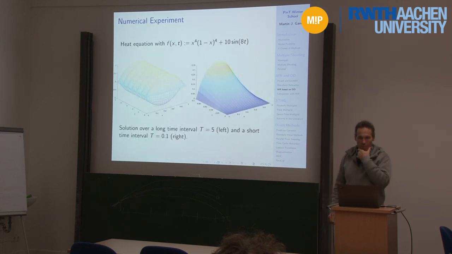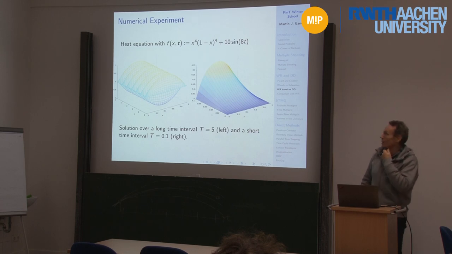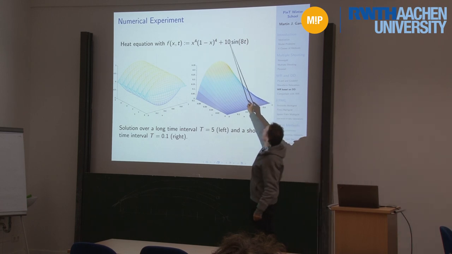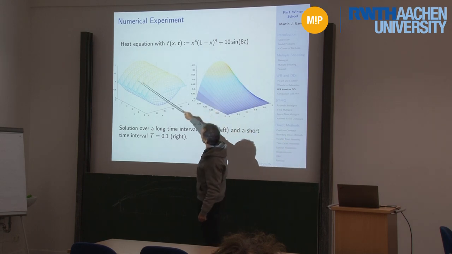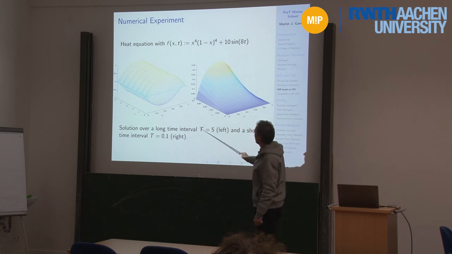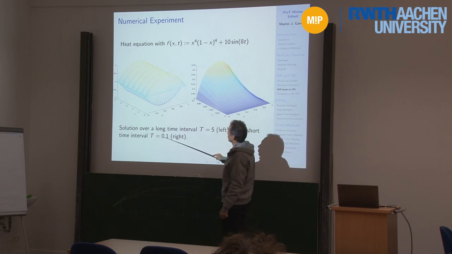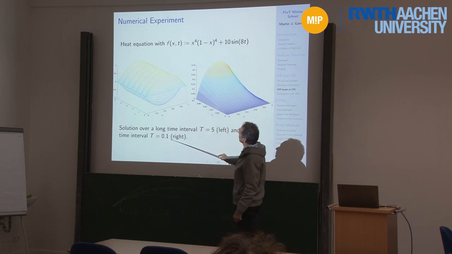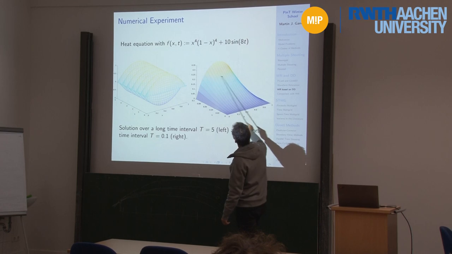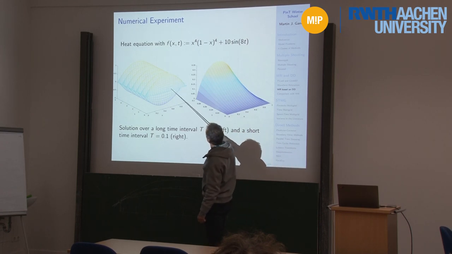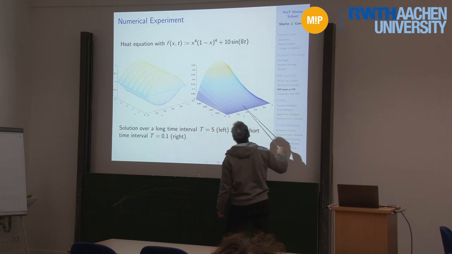So how does this work? I take again a heat equation. I take again the heating and cooling. That's actually how I generated this heating and cooling profile. So it heats and cools and heats and cools. And I take two different time intervals. I take a long one up to t equals 5, and I take a short one up to t equals 0.1, because the algorithm behaves differently on long and short intervals. It doesn't have the same contraction. So here you see the long interval with many heating and cooling. And here on the short interval, you just see the start of the first heating. And then it stops. So it's just starting to heat here.